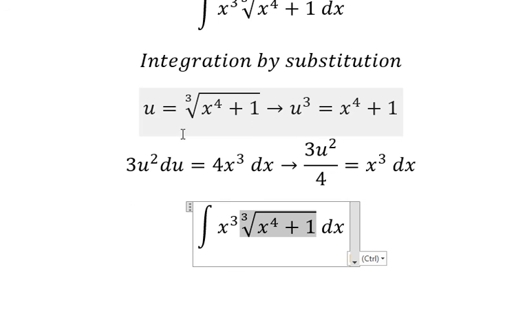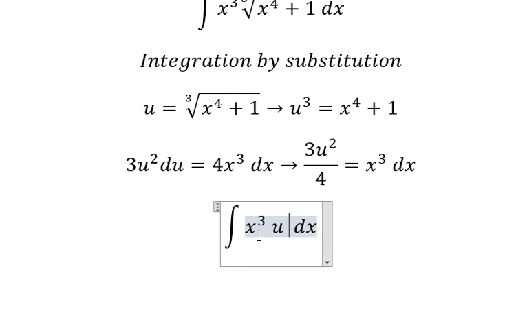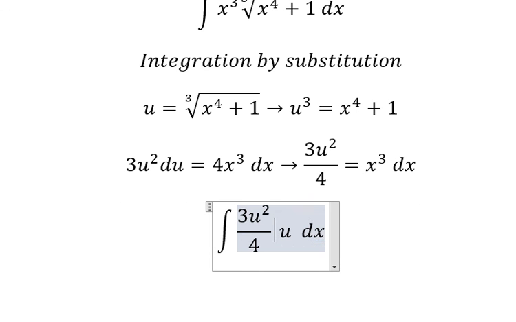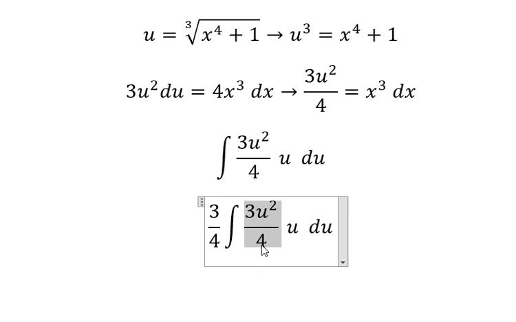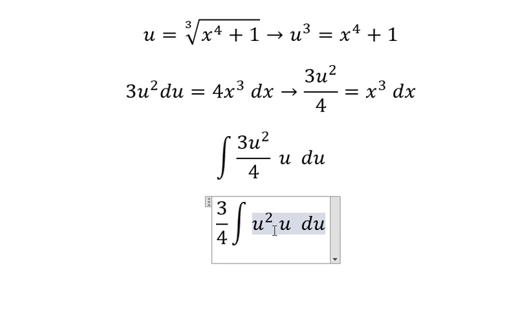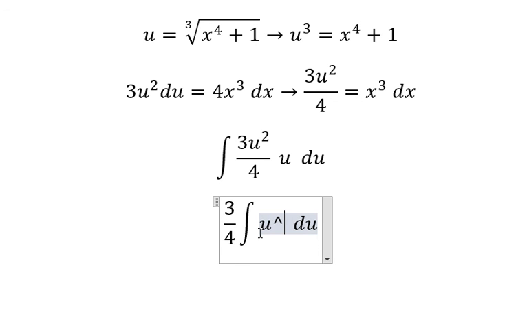This one we change by u. S to the power of 3 ds, we change by 3u squared over number 4. So I will put 3 over 4 outside. U squared multiplied by u, you got u to the power of 3.